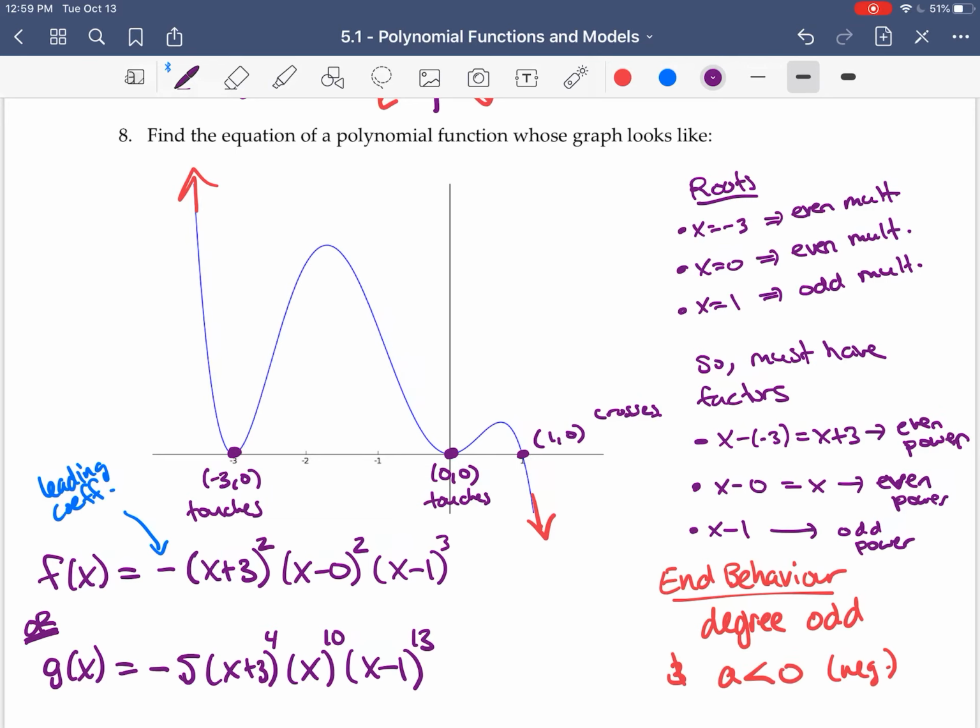Okay, as long as this number out front is negative. Okay, these two numbers are even because those ones have to have even multiplicity, and this number has to be odd. Okay, then we will satisfy, and we have obviously these three factors. Then we will satisfy the properties that we know about this graph. Okay, so there's many different examples here that are correct.